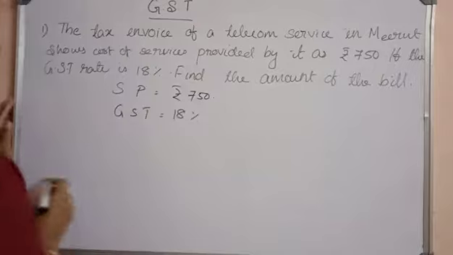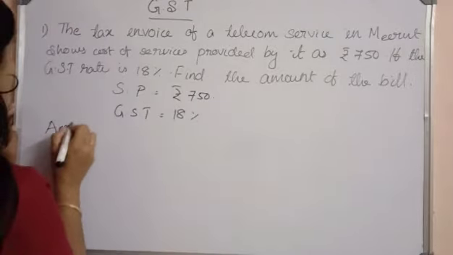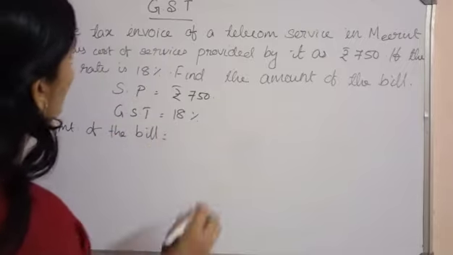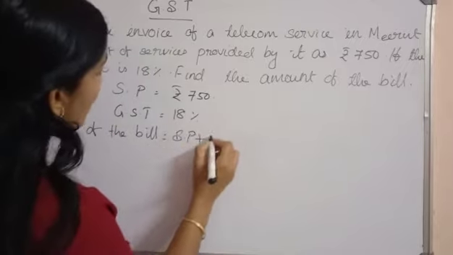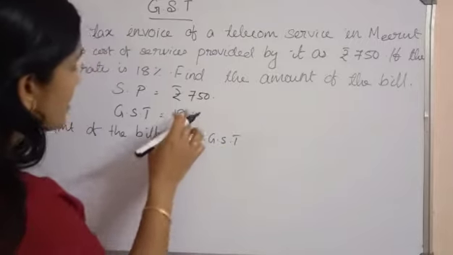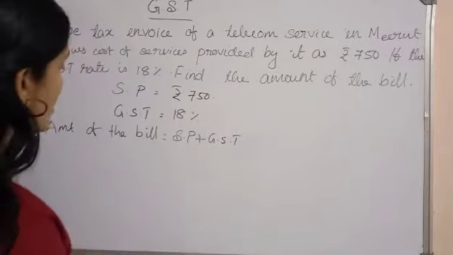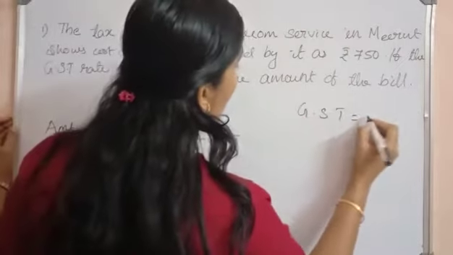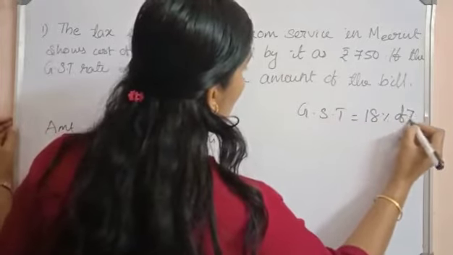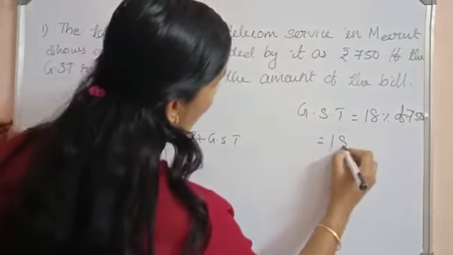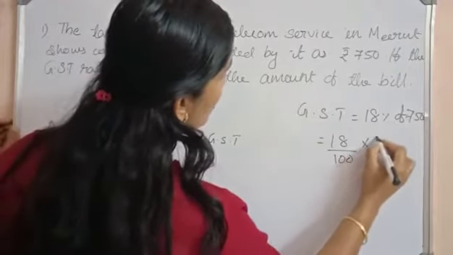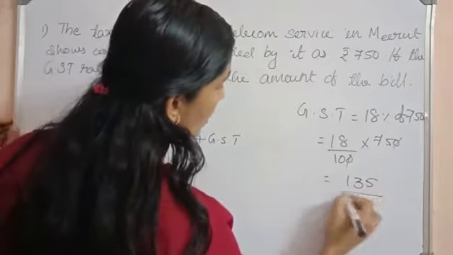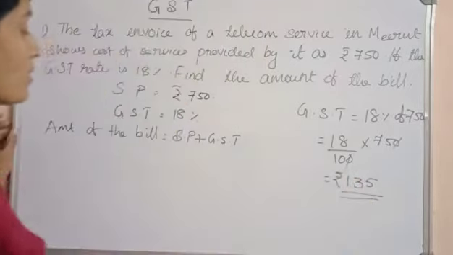So the amount of the bill can be calculated as amount of the bill is equal to the selling price plus the GST. Here the selling price is rupees 750. Let's find the GST. GST rate is 18%. So GST is equal to 18% of 750, that is equal to 18 by 100 into 750. When you simplify this, you will get 135. Therefore, the GST is rupees 135.